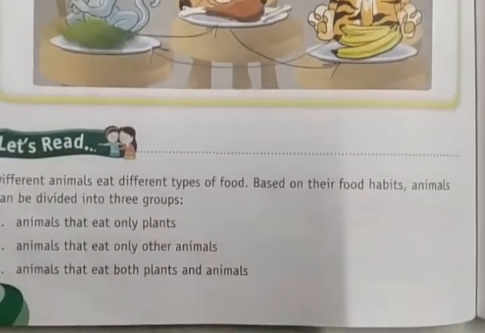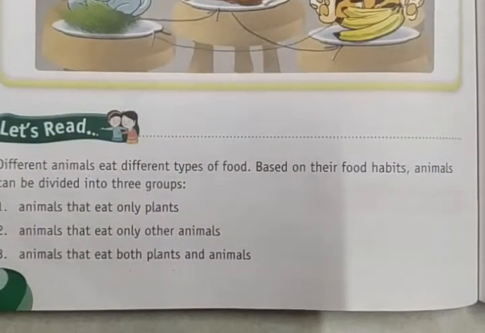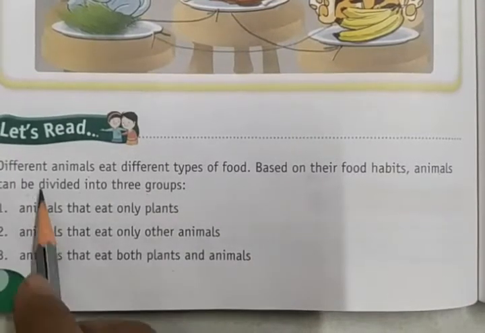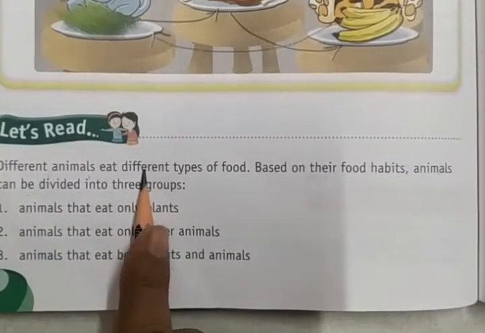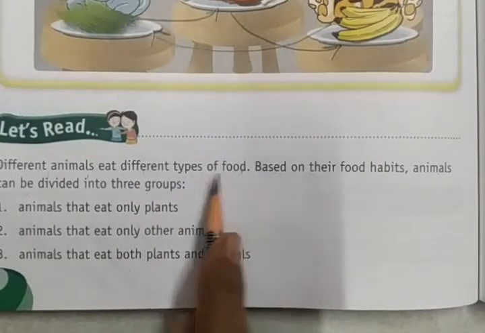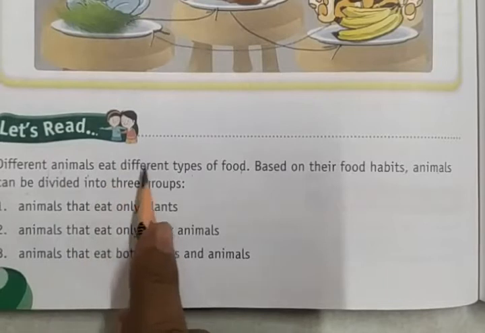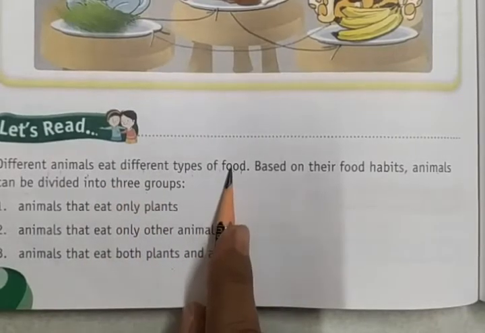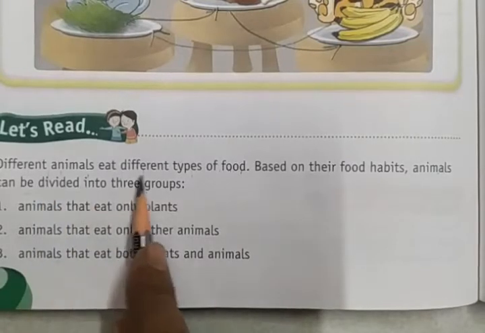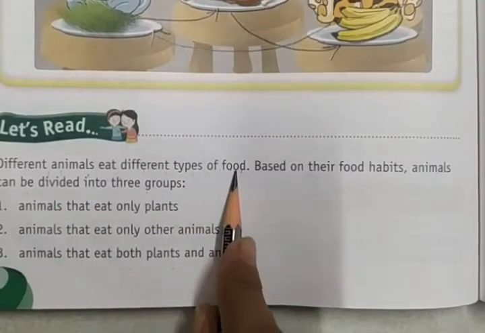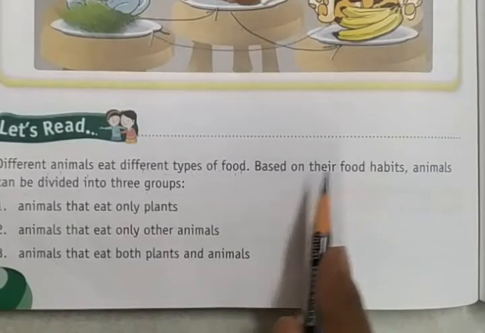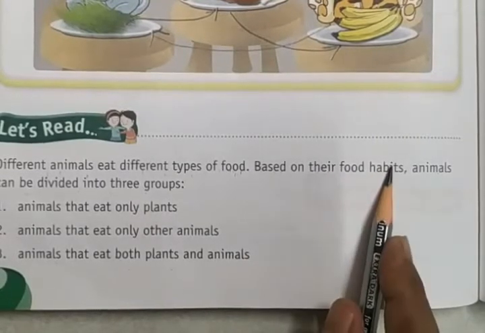Then let's start reading and understanding. Different animals eat different types of food. Different animals eat different types of food based on their food habits.